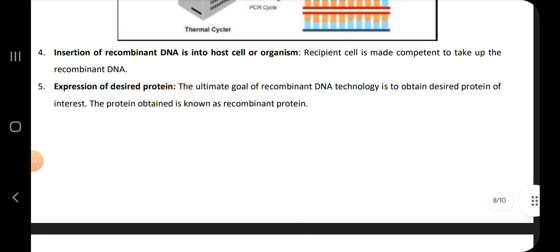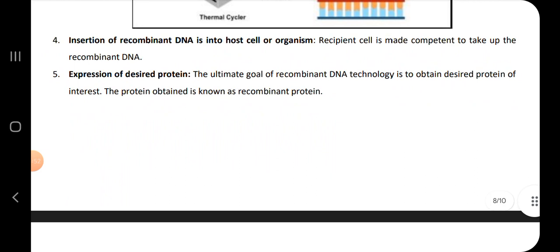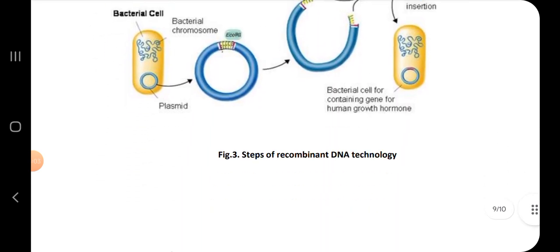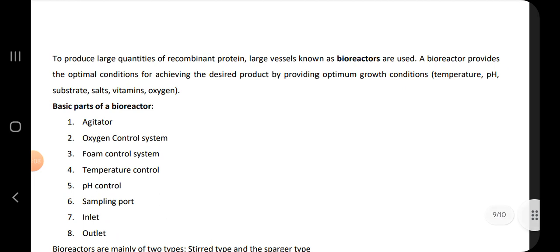Then insertion of recombinant DNA into the host cell organism. Then the recipient cell is made competent to take up the recombinant DNA. The expression of the desired protein is the fifth step. The ultimate goal of rDNA technology is to obtain the desired protein of interest, and the protein obtained is known as recombinant protein. Then to produce a large amount of recombinant protein, large vessels are used, known as bioreactors.